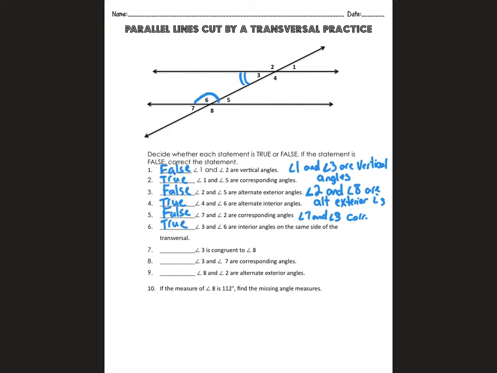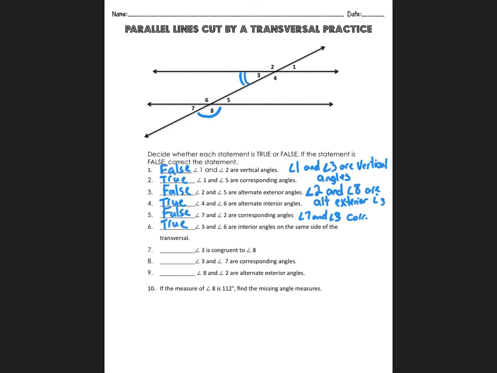All right, angle 3 is congruent to angle 8. There's a couple problems with this one. One, there's no marking that indicates these lines are parallel. So without parallel lines, you can't tell that corresponding angles are congruent, for example. On top of that, angle 3 and angle 8 have no special relationship. One's an exterior angle, one's an interior angle. They're on alternate sides of the transversal. There's no special relationship between those two.